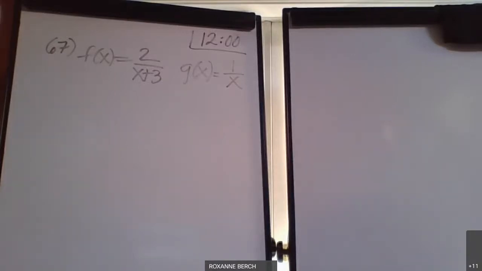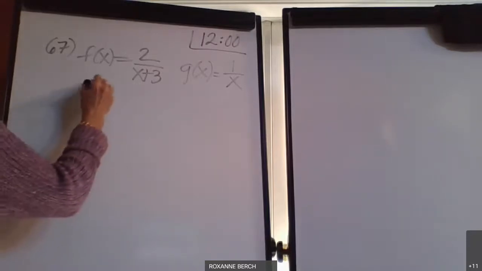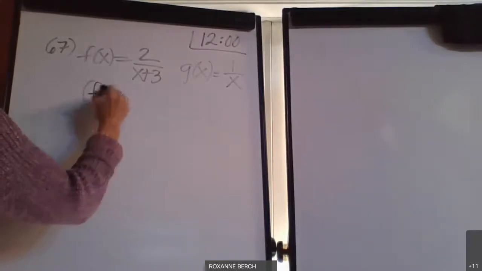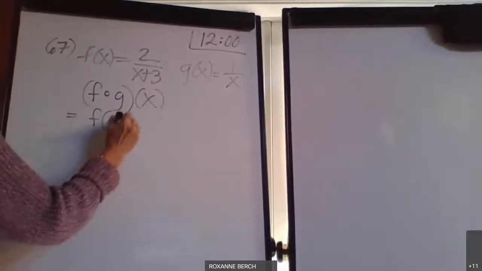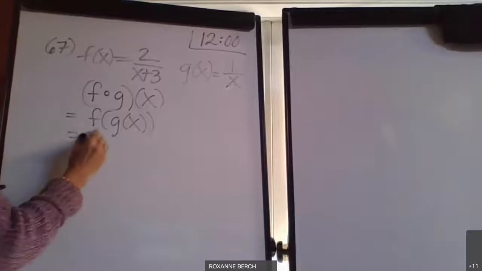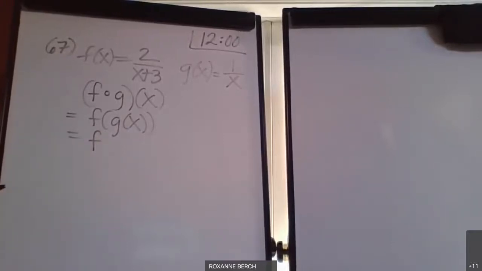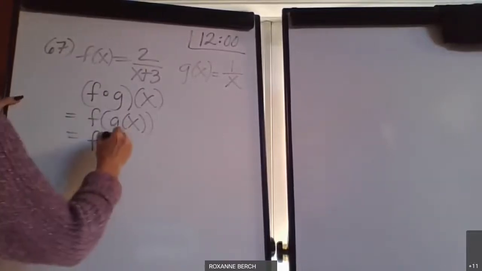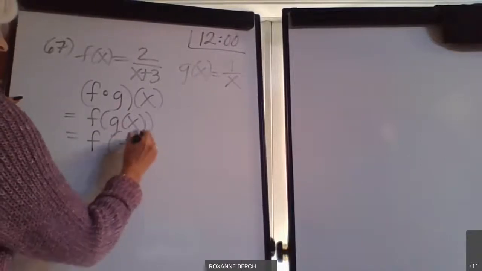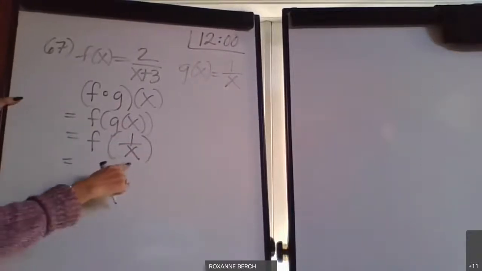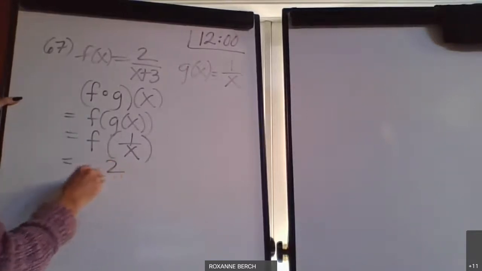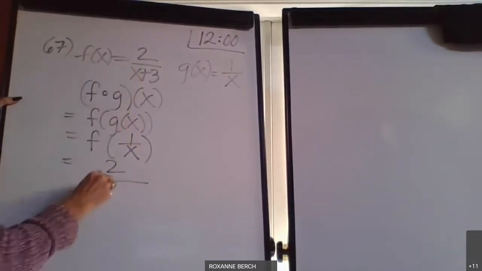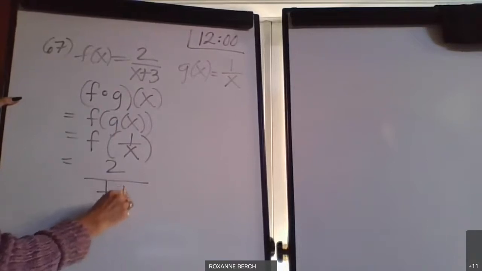All right, so for 67, you have two rational functions, and they want you to do the composition, f of g of x. So we do what we did before. You bring down the f and put the g function in, 1 over x. And that thing becomes the x of the f function. So that means in the f function, you take out the x and put in 1 over x.